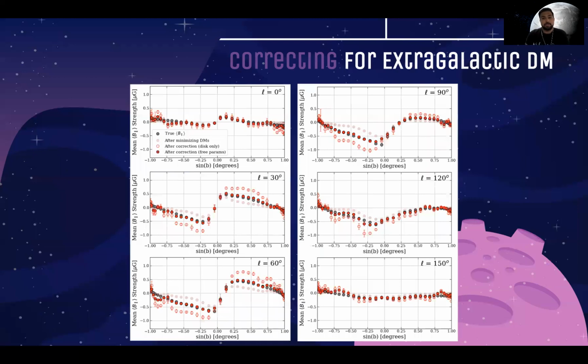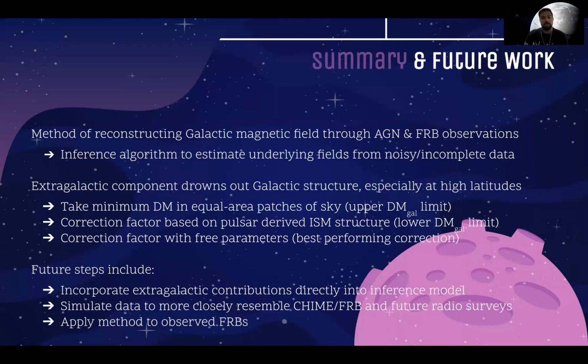This plot shows what those DM corrections would look like in terms of helping us recover the B parallel values at different slices of galactic longitude. The colors represent the same corrections with the hollow, the light, and the bright red points. And as you can see in all of these, the corrections do help us recover almost all of the galactic B parallel structure.